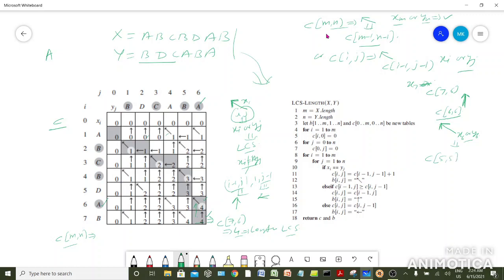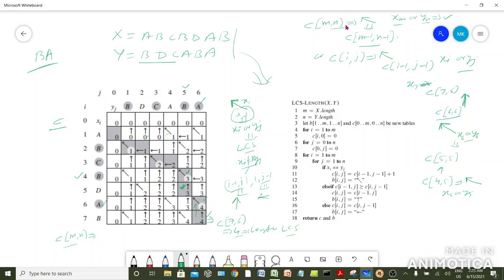Now move to C of 5 and 5. This one contains a vertical arrow. If this is a vertical arrow, it means we need to move to 4 and 5. Okay, now move to 4 and 5. Now C of 4, 5 contains a diagonal arrow. It means we can choose x of 4 or y of 5. Now x of 4 is b and y of 5 is also b. So the next to be chosen is b. This is the result I am printing.